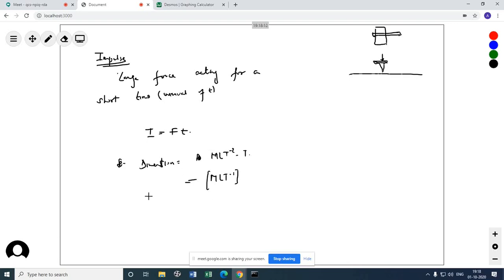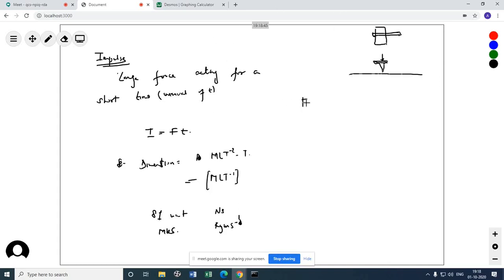And then, what do you think is the SI unit? The SI unit would be Newton second. And in the MKS system, we also need to know: Newton force is kg meter per second square, but here it would be kg meter per second. Remember this. So a question can be asked: kg meter per second is a unit of which physical quantity? You can easily say that is impulse.